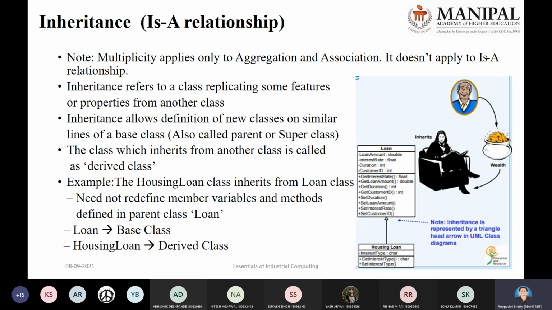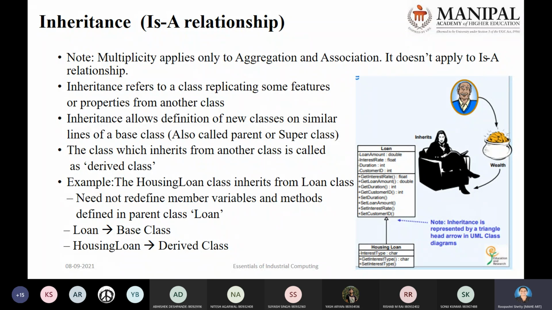We were discussing this inheritance. We have a loan class, say, and another housing loan class, which you can see in the diagram. As I said, in an is-a relationship, a housing loan is a loan. Housing loan will become the derived class and loan will become the base class, or in other words, a parent and child relationship.